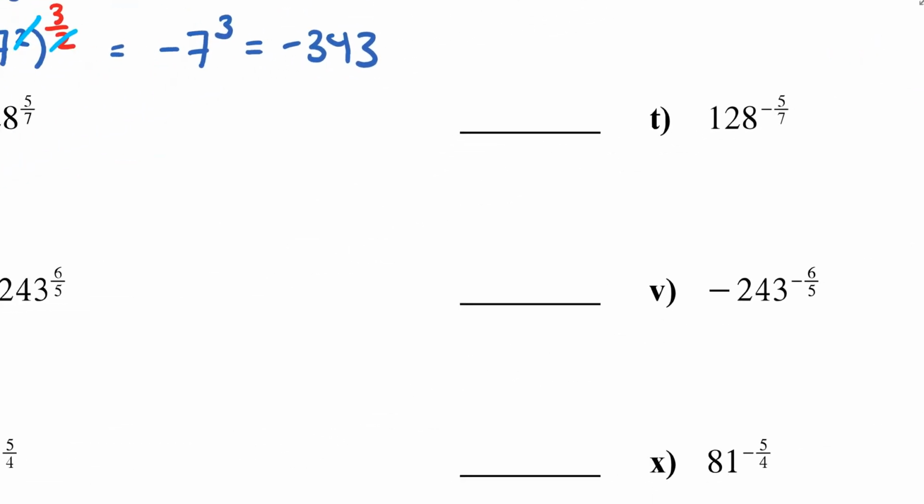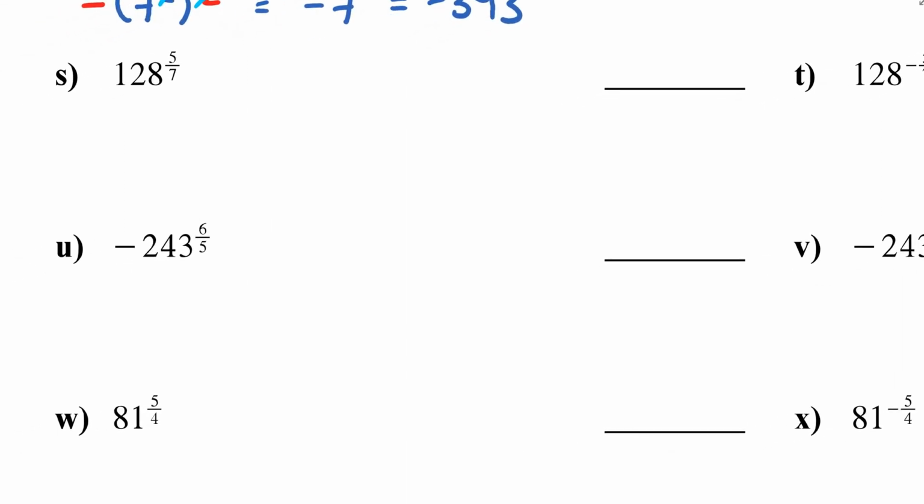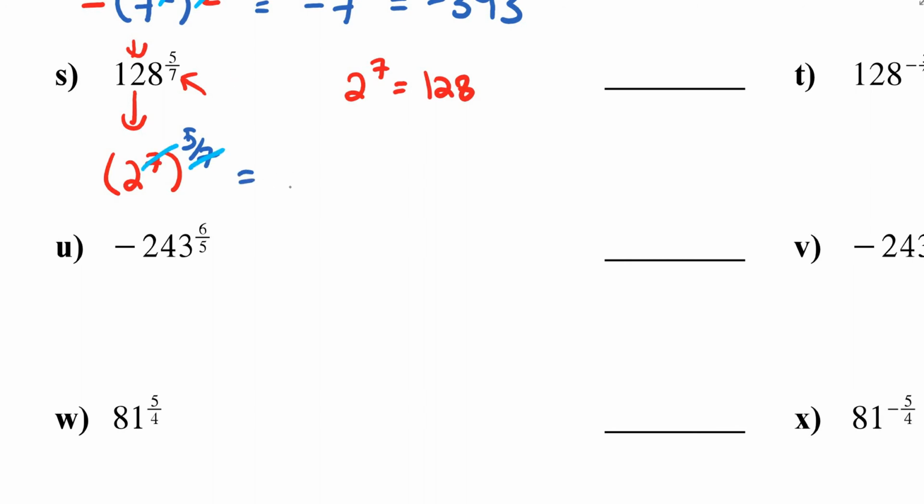Okay. I think for the rest of the video, I probably won't do the questions that are on the right-hand side. You can probably figure that out on your own. On the next question, there's a 7 and there's a 128. So I'm thinking 2 to the power 7 is 128. That came up in a previous problem. So instead of writing 128, I can write 2 to the power 7. And then the 5 over 7 tags along. And then the 7's cancel off, giving you just 2 to the power 5. And 2 to the power 5 is 32. So 32 is the final answer for letter S.